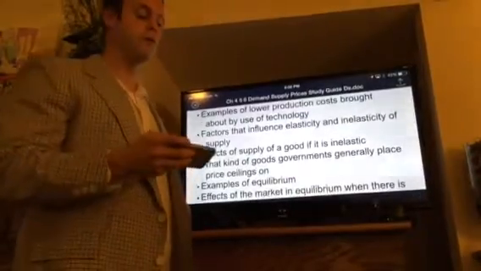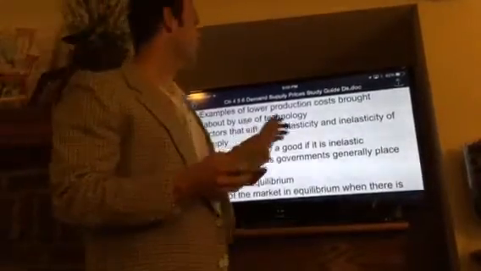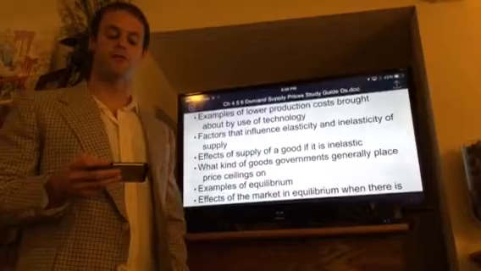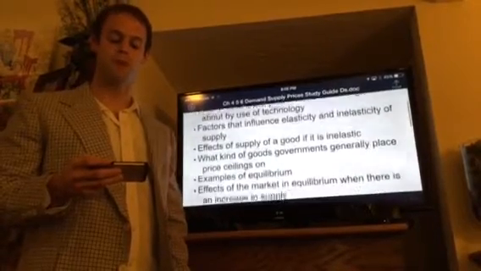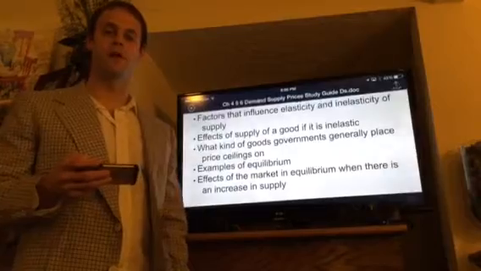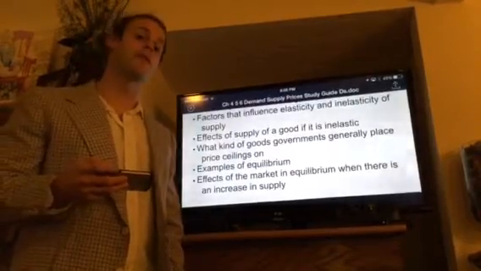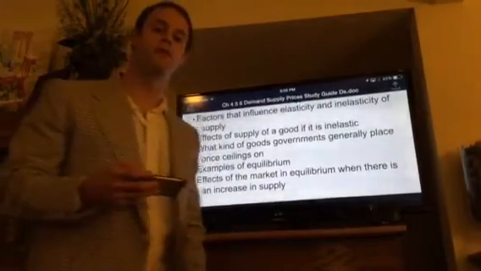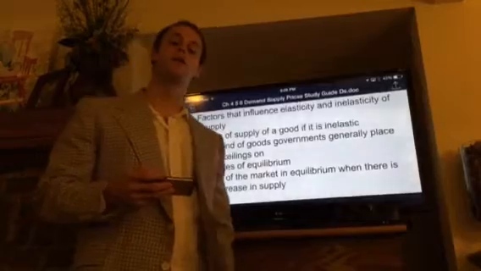But just know that efficiency will increase. They'll invent new technologies to make things faster and cheaper, and price will go down. Factors that influence elasticity and inelasticity of supply. Remember, if something is elastic, it's responsive to price change. If it's inelastic, it's not responsive to price change.